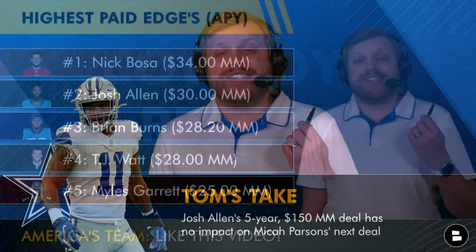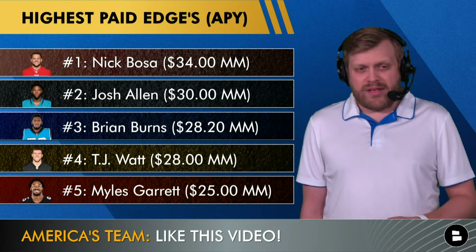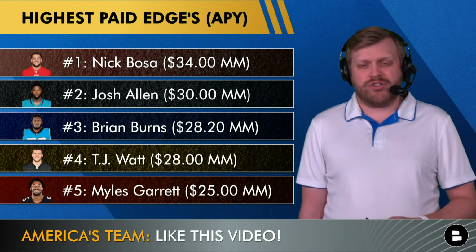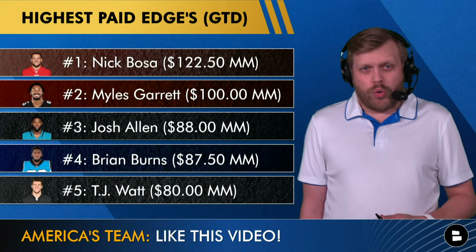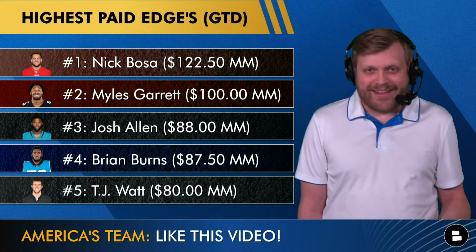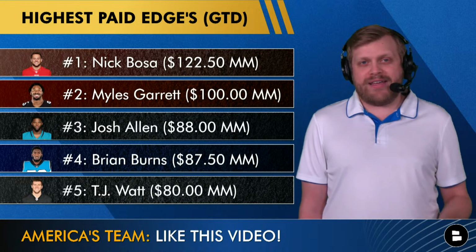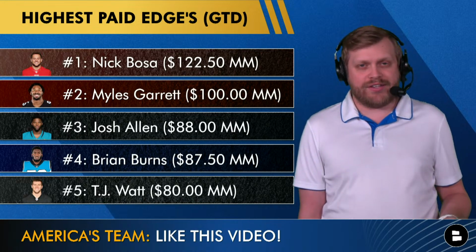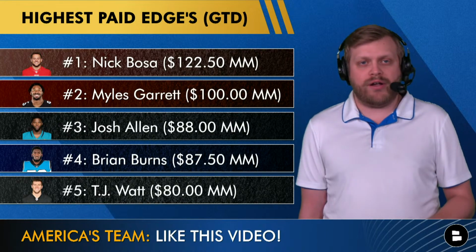Josh Allen is now the 2nd highest paid edge rusher behind only Nick Bosa. He is now the 3rd highest paid edge rusher, that was per year, in terms of guaranteed contract money. Well, guess what? Micah's going to beat Bosa. We already knew that going in. We knew that the day Nick Bosa got paid, as long as Micah doesn't suddenly get terrible, and he hasn't, the reality is he is going to be the highest paid defensive player in NFL history.